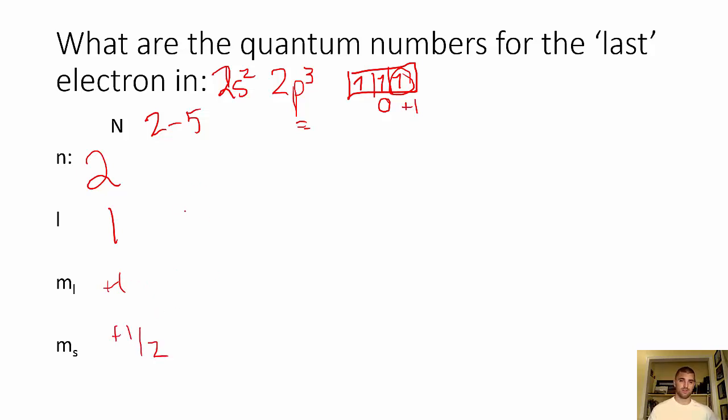So usually you'll see them written left to right. It'll be 2, 1, +1, and then +1/2. Those would be the 4 quantum numbers for this electron in nitrogen. And that's how you do that.